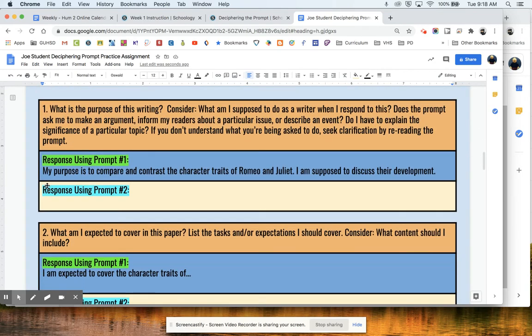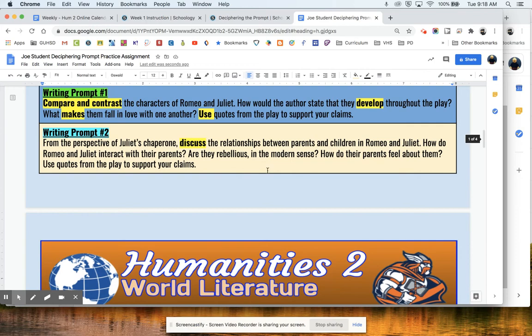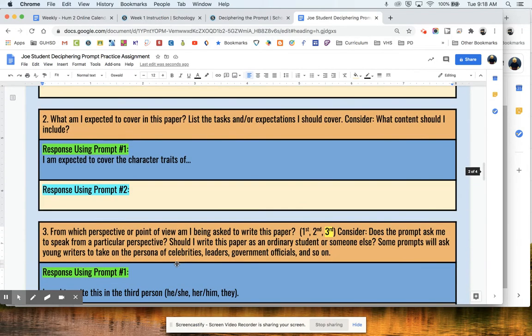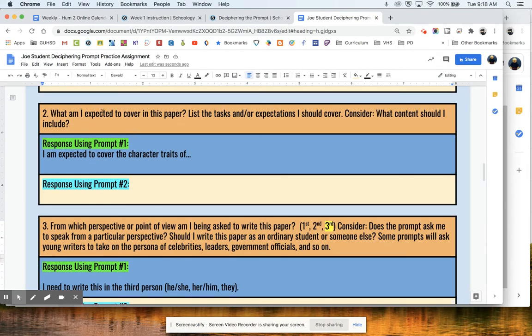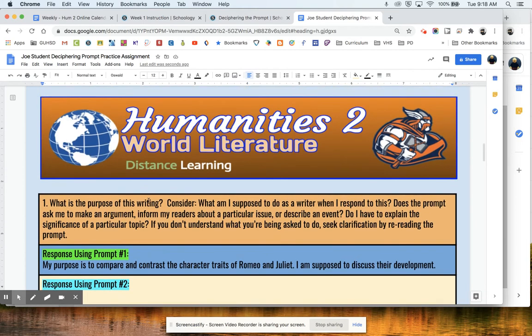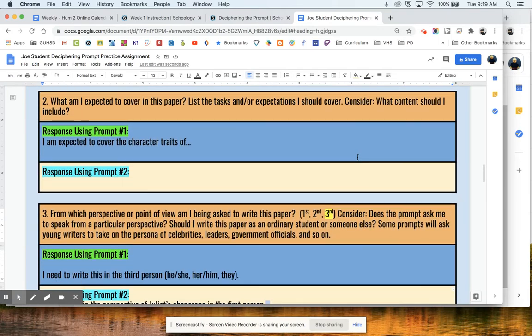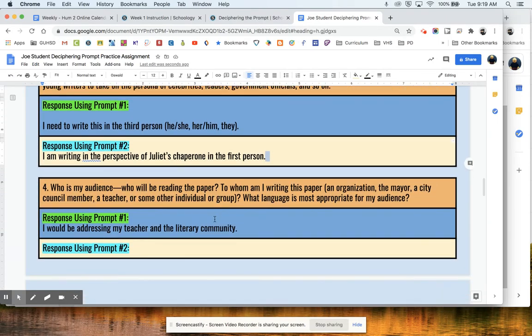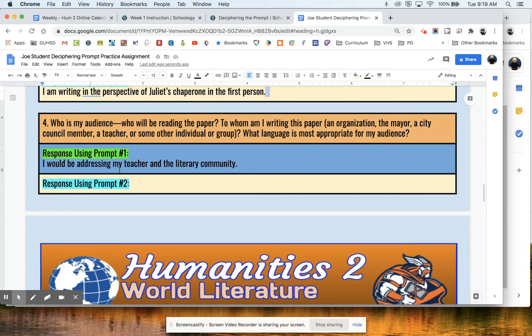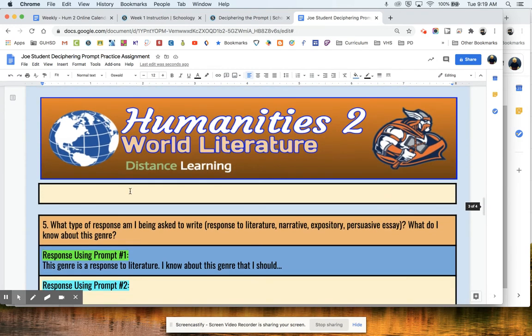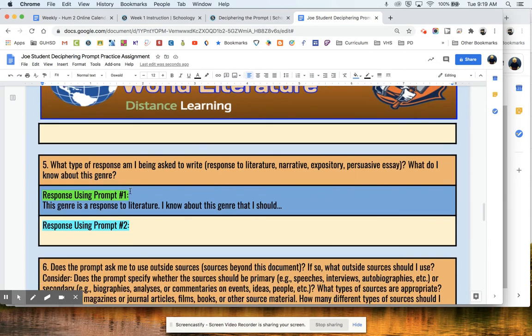All right, so purpose of your writing, you are to discuss the relationships between parents and children. That's pretty obvious. Again, what are you supposed to cover? That's how, instead of their development, it's interactions with their parents, their rebelliousness, and their parents' feelings about them. And then we already got the perspective. Who is your audience? Well, it would be a similar thing. I would be addressing my teacher and the literary community, even though it may be more of a creative piece.